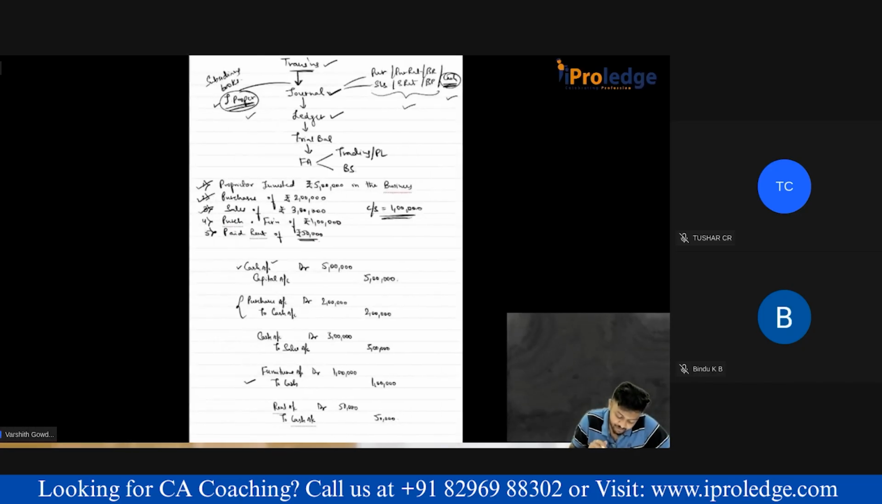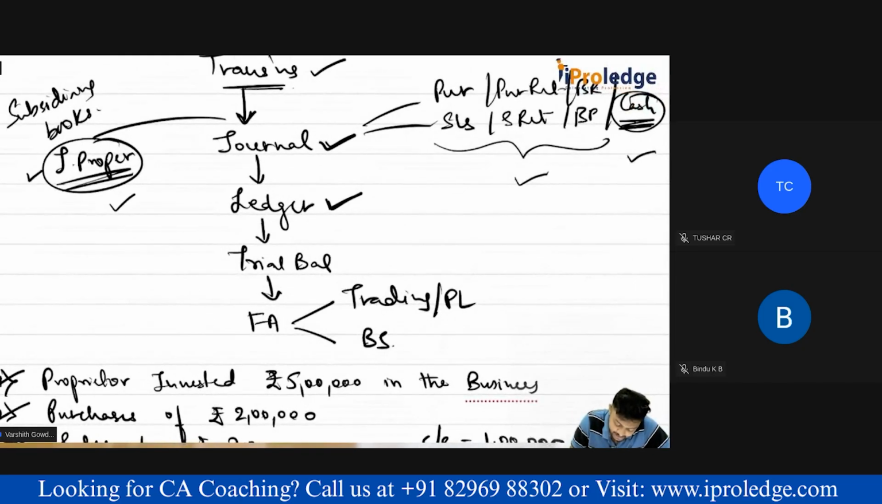So we are done with ledger posting. That is the second step. Now whichever accounts you have balanced will go to the balance sheet, and whichever you have transferred to P&L will go to the P&L account. Simple. Now let's go to trial balance. What is this trial balance?